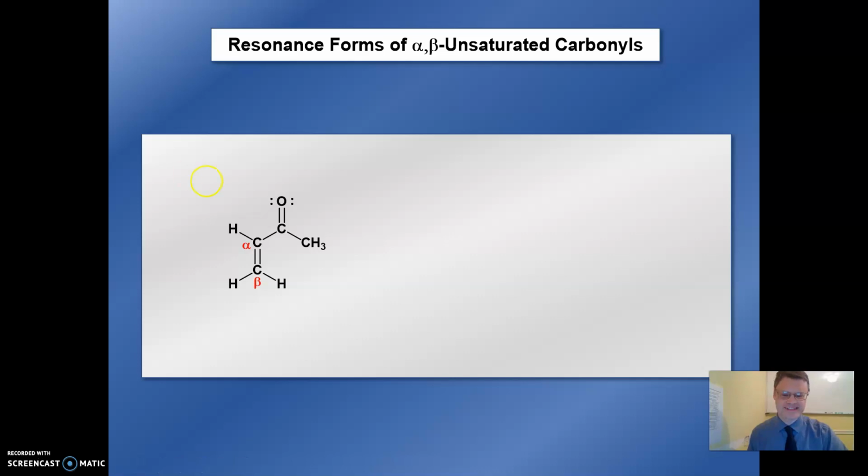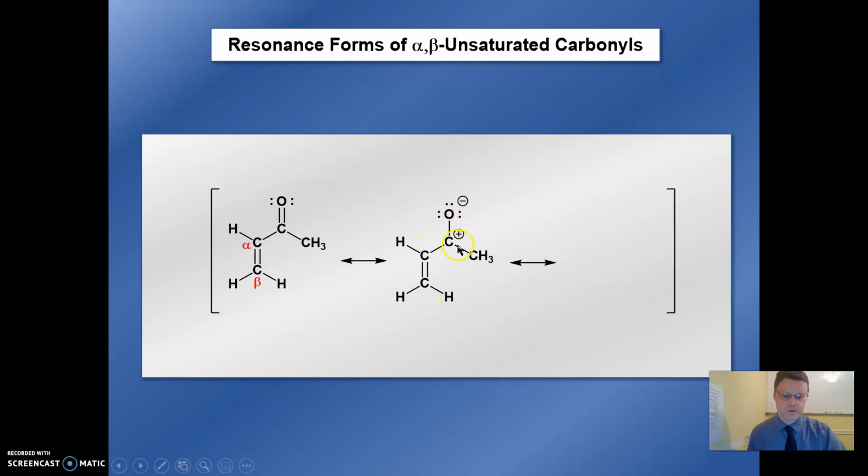Okay. All right. So here is a carbonyl, and if we look at the alpha and beta carbons of this carbonyl, we notice that we've got a pi bond there. So this is an alpha-beta unsaturated carbonyl, and it can have two other resonance forms that we could draw. This one has a plus charge on the carbonyl carbon. And we can draw a third resonance form where we've got a positive charge on the beta carbon. Now the one on the left is the most important resonance form.